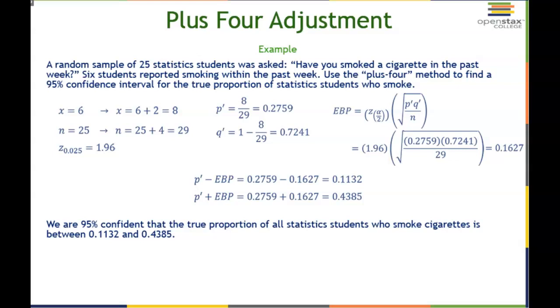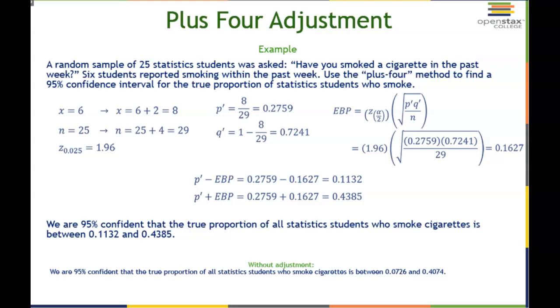Now, I do want to say I did calculate this problem without the adjustment. And the interpretation would be, we are 95% confident that the true proportion of all statistics students who smoke cigarettes is between 7% and 41%. So you can see there is a difference between the 11% and 7%, and let's call it 44% and 41%. There is an adjustment that we did.